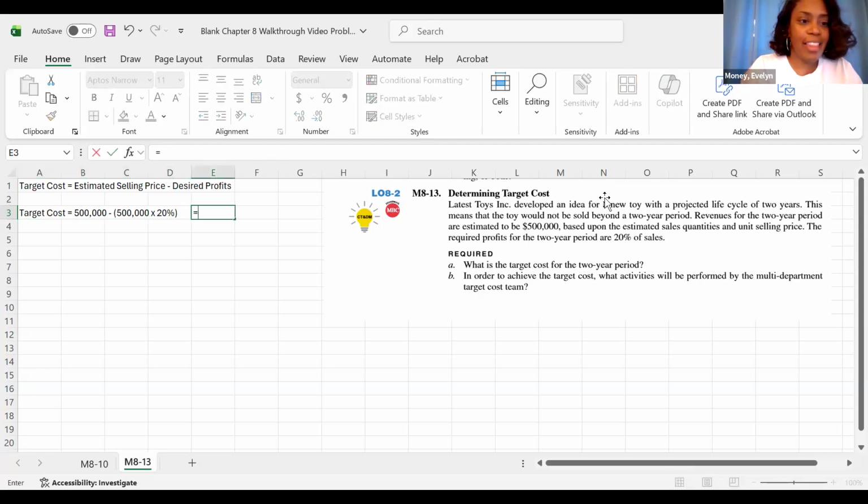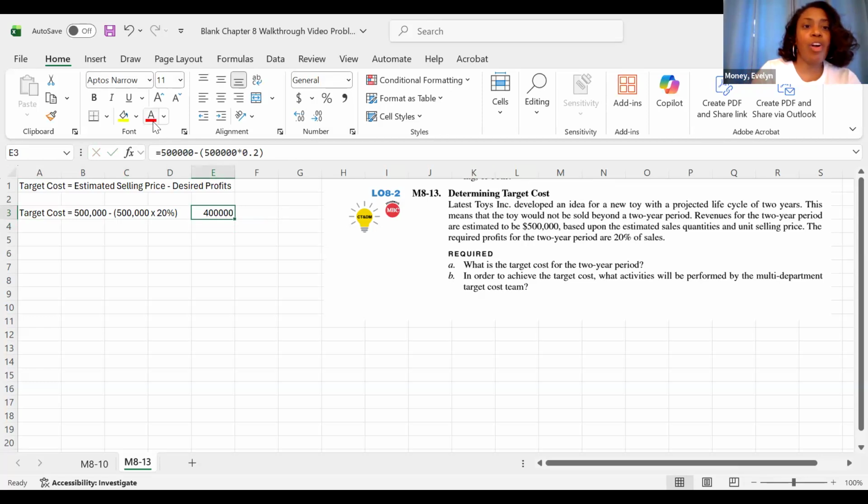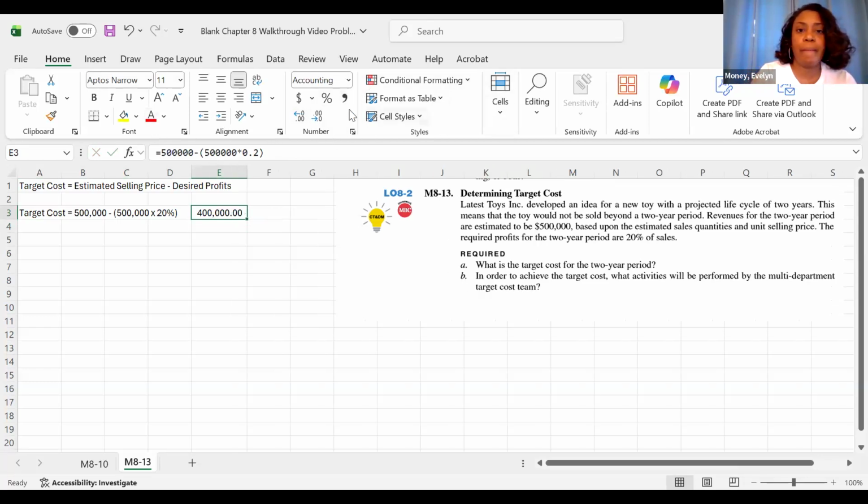Now let's do the math. 500,000 minus 500,000 times 0.20. So we expect our cost to be 400,000.